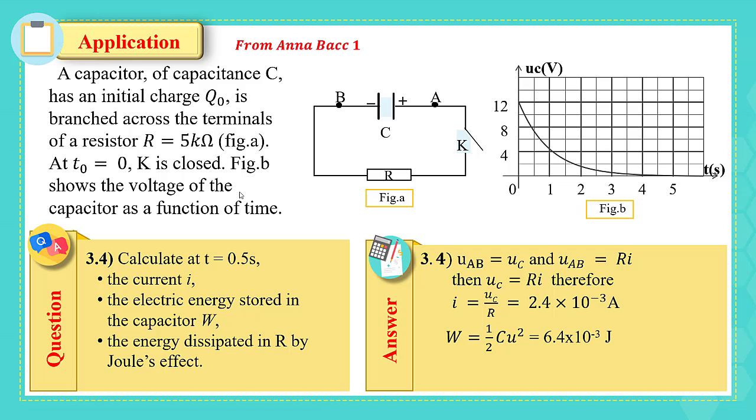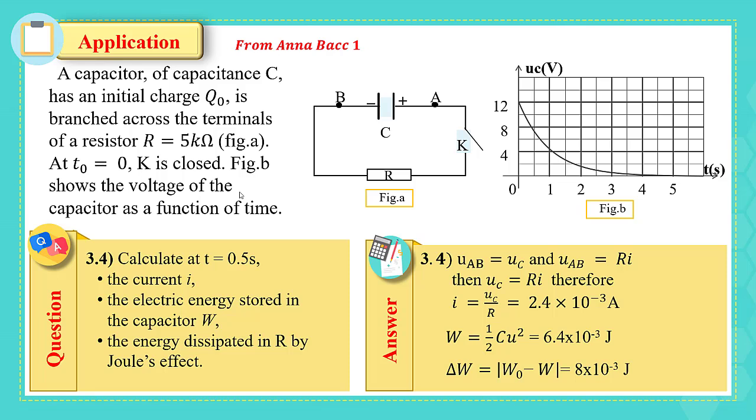Now, how do we calculate the energy dissipated in R by Joule's effect? This is done in two steps. First of all, we are going to calculate the energy which is stored in the capacitor at time t equal to 0.5 seconds, as if we are calculating the energy remaining in the capacitor at this instant, and this is calculated using the formula half C U squared, and it will give 6.4 times 10 to the power minus 3 joules.